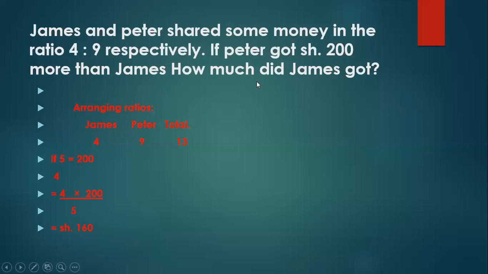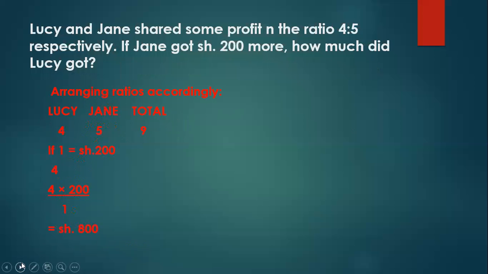But if they say how much they shared altogether, you'll say, what about 13? If you simply cross multiply, 4 times 200 over 5, by 5 here is 1, by 5 here is 40. 4 times 40 is 160.